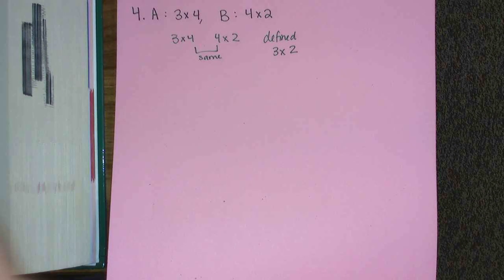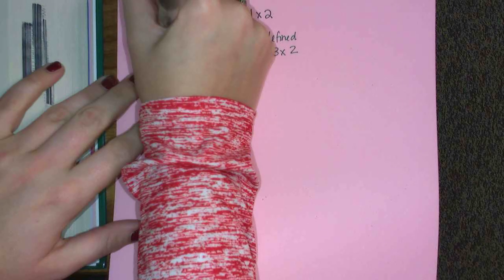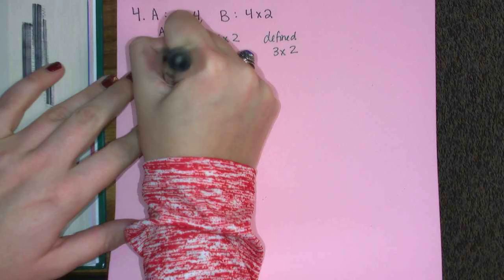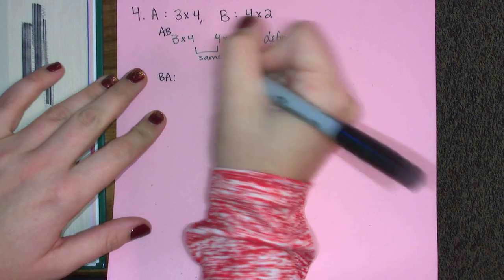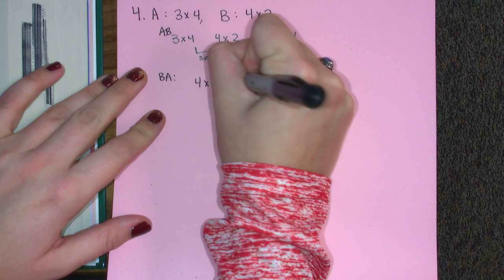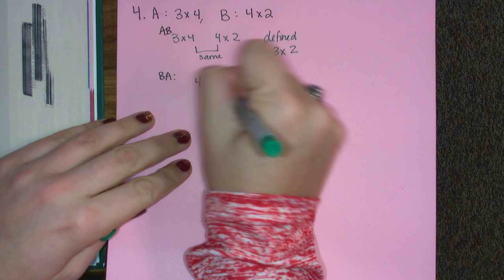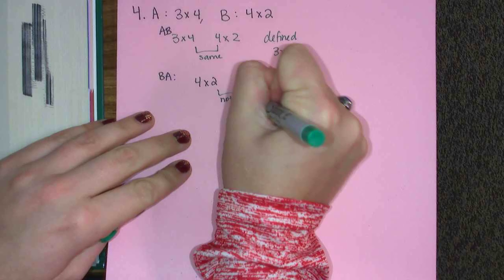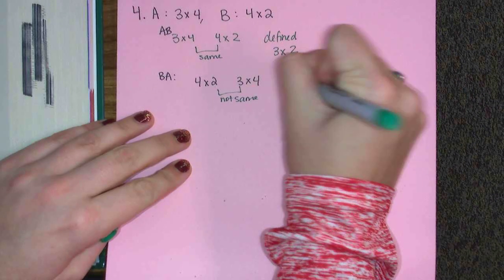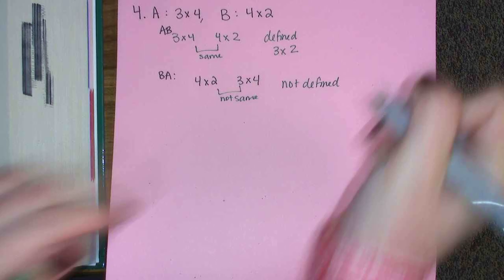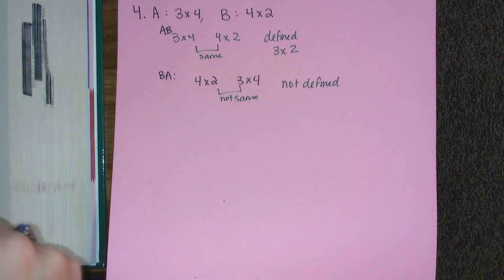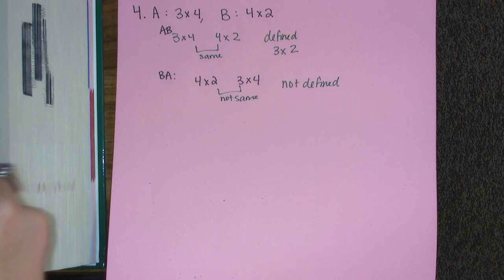Now, if I were to flip them and do B times A, so this is A times B, if I were to do B times A and have a 4 by 2 and a 3 by 4, these are not the same, so it is not defined. I'm just showing you how you would know that. You always are doing A, B. I'm just doing the other one to show you. And this particular set of problems says to find if A, B is defined.